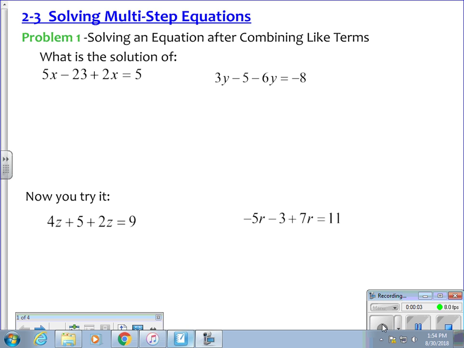So we're going to be solving multi-step equations. We did one-step equations before, where you added, subtracted, multiplied, or divided to solve. We did two steps on Tuesday, where you had to add or subtract first and then multiply or divide.